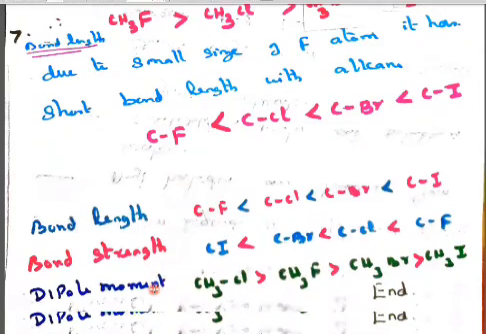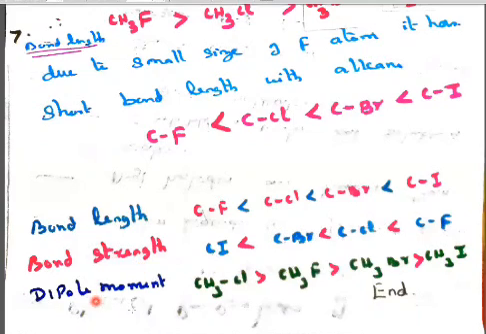Here I have written to compare the bond length, bond strength, and dipole moment. Bond length is greater as the size increases; bond length also increases. Bond strength: if it is a very short distance, it is stronger. So C-F is more strong and C-I is less strong. The dipole moment, I already told you, is related to the bond distance only, not to the charge. So this is a very short bond distance and this is a long bond distance, so it has more dipole moment than this.